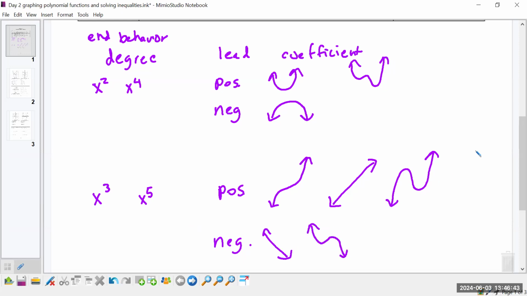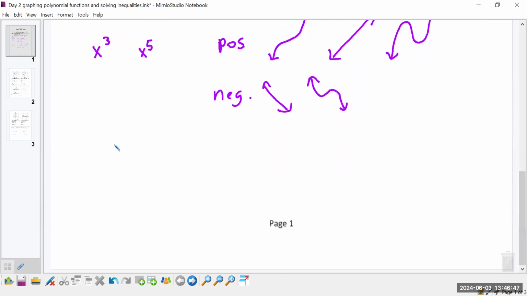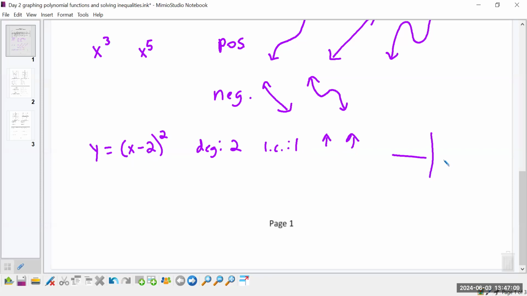We also looked at multiplicity in this unit. If we had a polynomial like y equals (x minus 2) squared, we know that the degree here is 2 and the leading coefficient is 1, so it's going to look like a parabola with up, up end behavior. But because this root is squared at 2, it would be tangent.